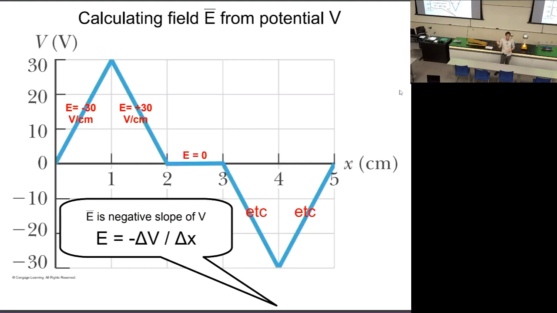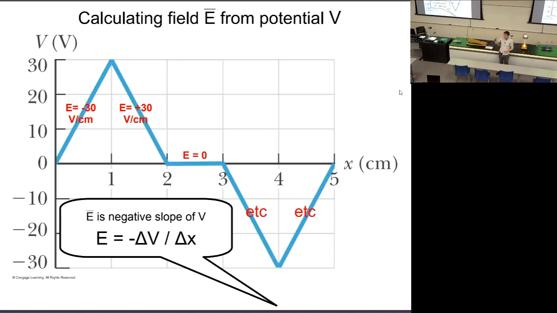But remember, the electrical field is the negative slope of the electrical potential, so we've got to change the sign on that. So we're going to get positive 30 volts per centimeter for the electrical field in this region between 1 and 2 centimeters. The electrical field here has a size of 30 volts per centimeter. Its sign is positive, meaning its direction is from the left towards the right. It's reverse direction here.